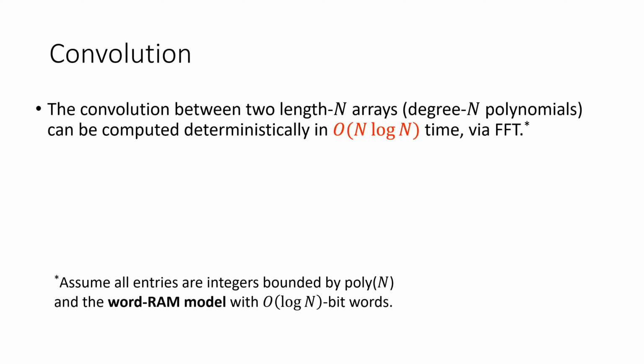Here, we always work in the word RAM model with order log n bit words, and we assume bit operations and standard arithmetic operations such as additions and multiplications between machine words can be done in constant time. And we also assume all the input entries are integers bounded by poly n so that they fit in constant many machine words. It is conjectured that this order n log n time for polynomial multiplication is optimal.